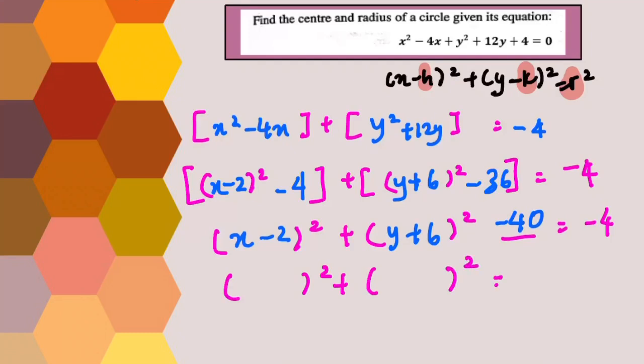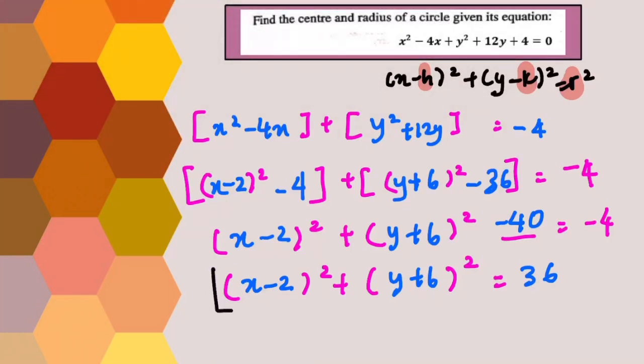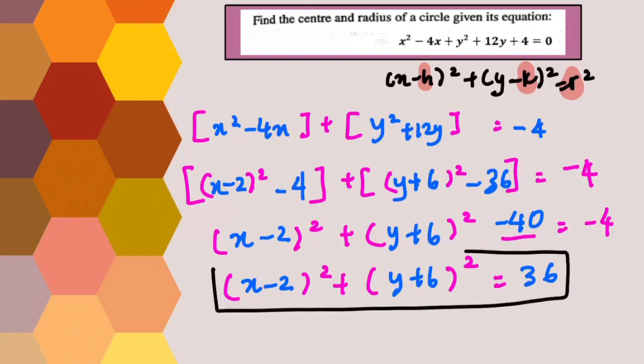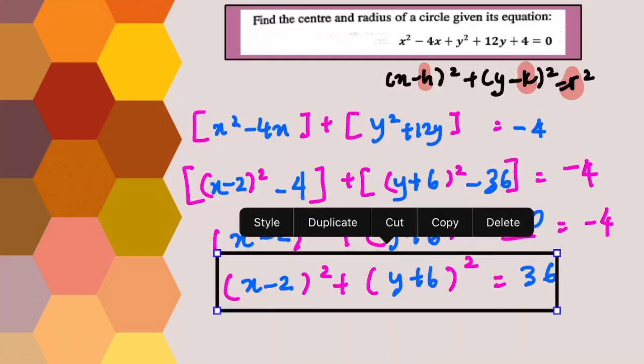Completed square for x, completed square for y. After this, we want to bring all of the constant here to the right hand side. So let's conclude our answer. We have (x − 2)² + (y + 6)². And then let's bring the constant here to the right hand side. Therefore, it is equal to 36. Therefore, this is now your standard equation of a circle.